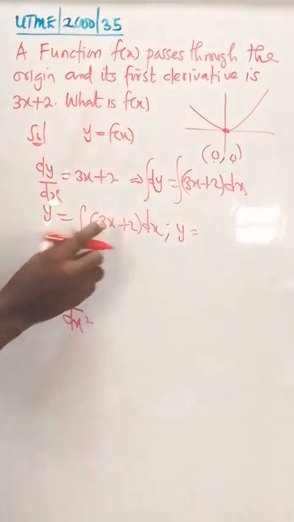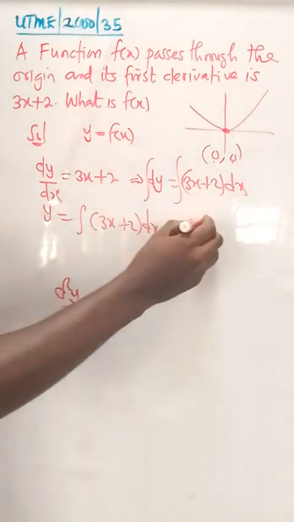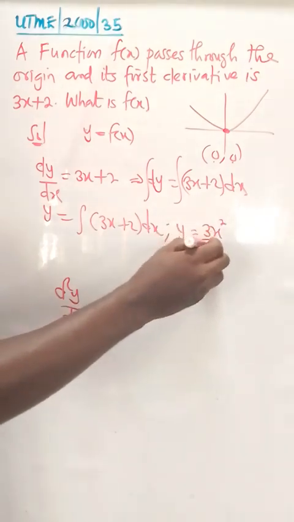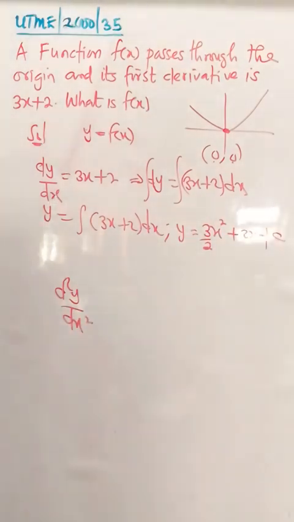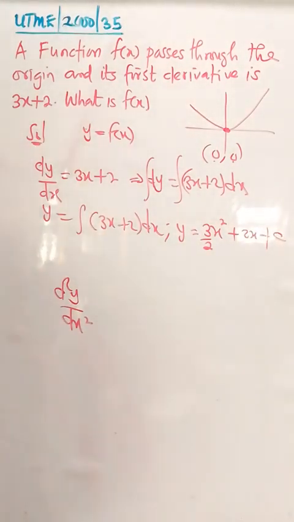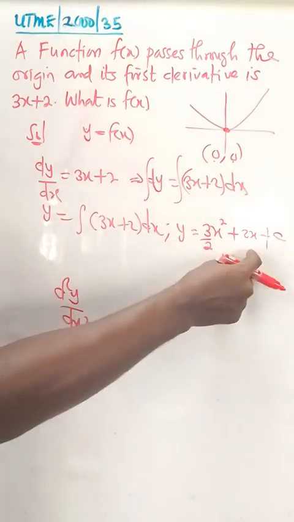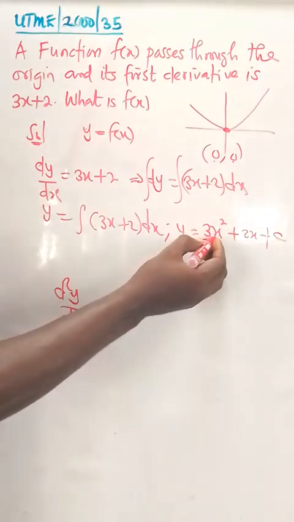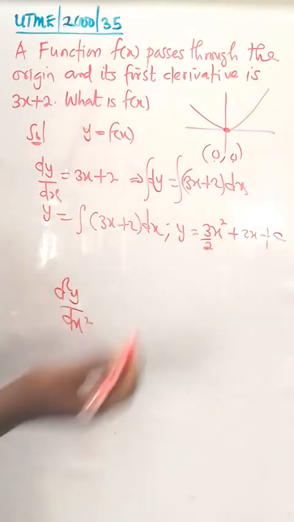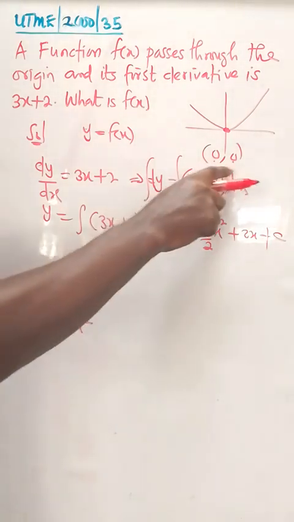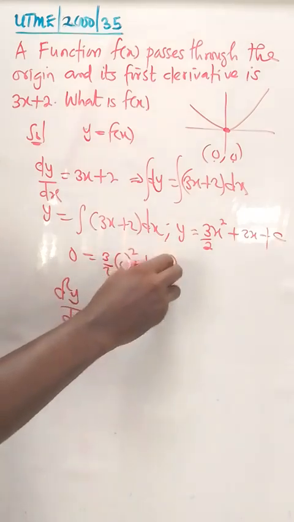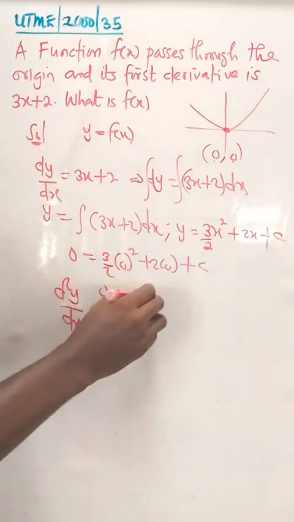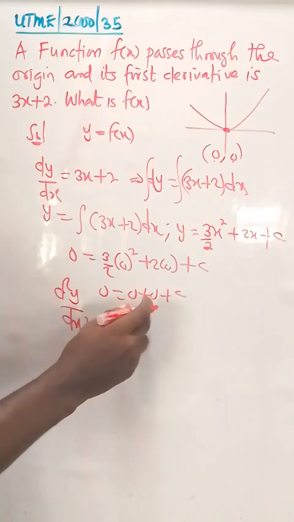So y becomes, we have an invisible 1 here, 1 plus 1, 2. Then that is 3x squared over 2. Then if you integrate a constant like 2, it becomes what? 2x. Then plus c, always. Then we are told that it passes through the origin. So it means when x is 0, y is 0. So if you put 0 here, and y is also 0, definitely c will also be 0. You can try it. From there, 0 equals 0 plus c. So 0 equals c.